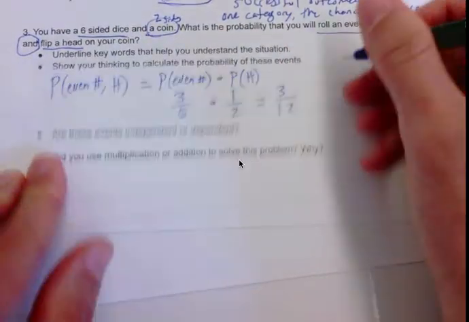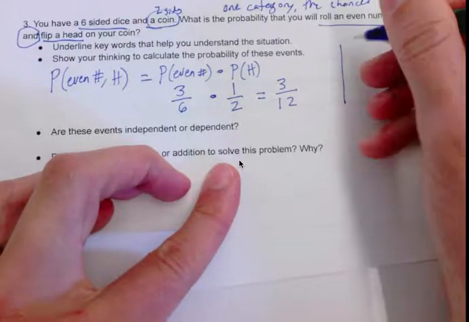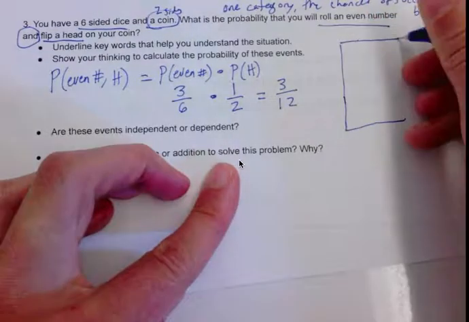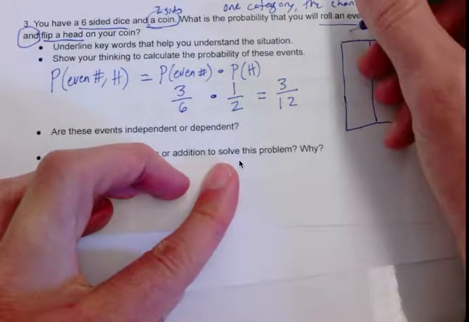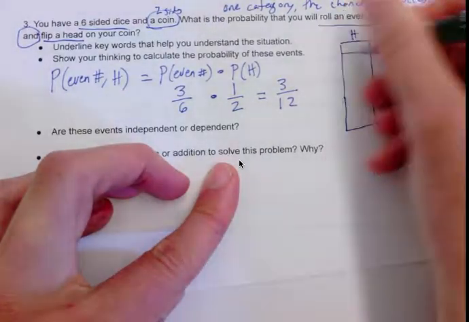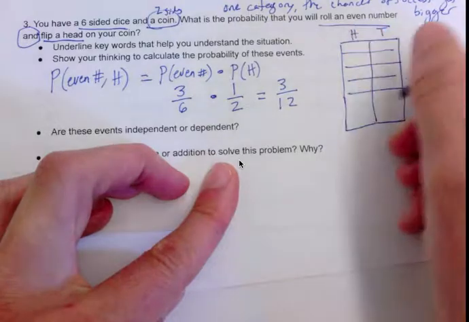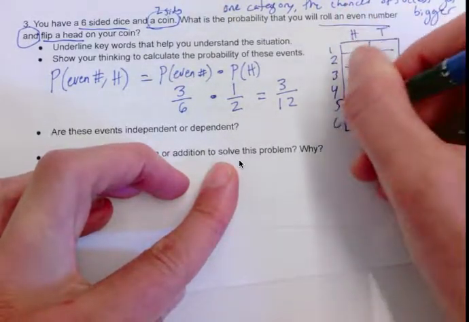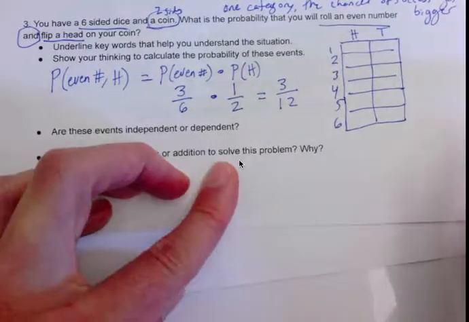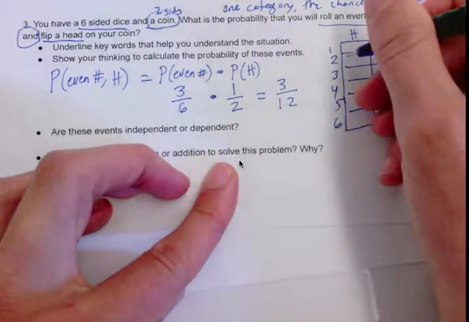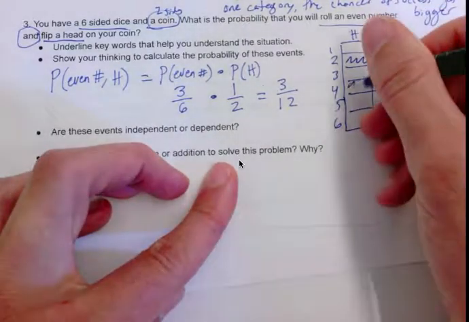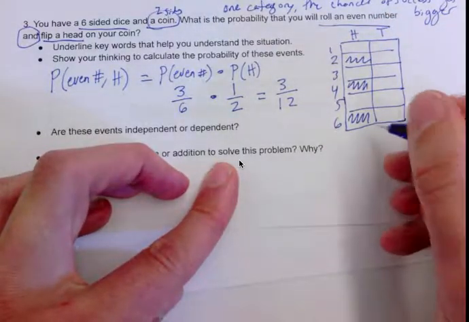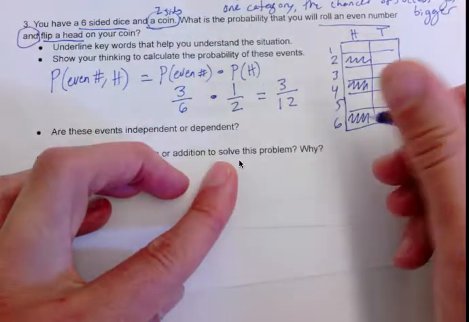Now, I could do an outcome chart for this. Showing heads or tails in one side, 2, 3, 4, 5, 6. And we can see there's 12 possible outcomes from this, and we could see 2 of heads, 4 in heads, and 6 in heads. There's 3 out of 12 possible outcomes.